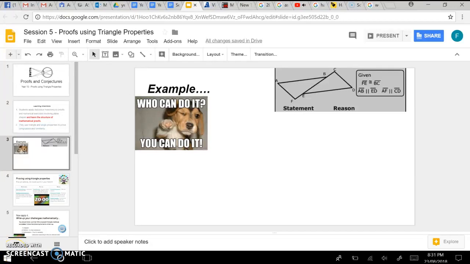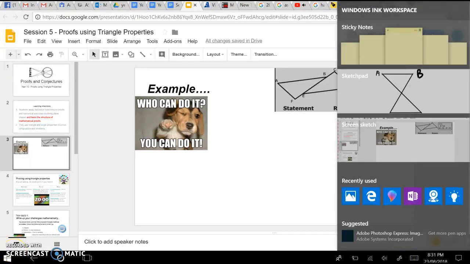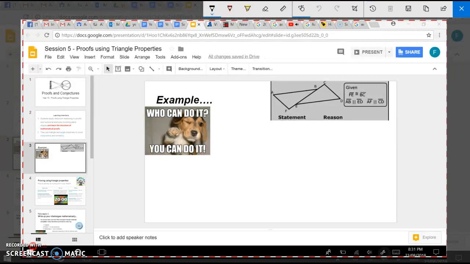Okay, we've been asked to prove two triangles congruent. That's your question. Triangle ABF and triangle CED. We've been given two bits of information: that FE is congruent to BC, and we know we've got some parallel lines going on. I'm going to draw in those parallel lines. So AB is parallel to ED, and AF is parallel to CD.